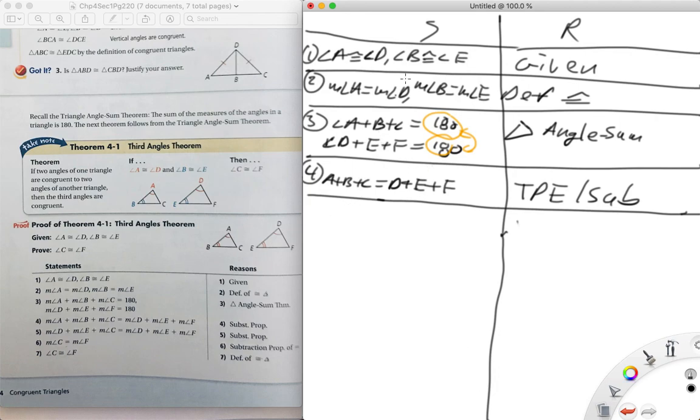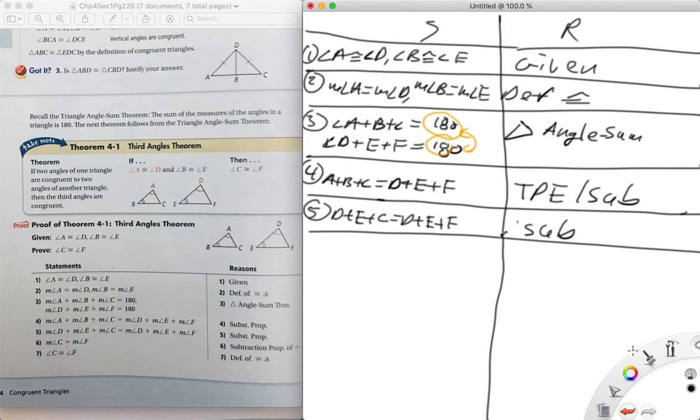So look what I have. I have from up here A is equal to D and B is equal to E. So what I'm going to do is substitute A with D, B with E, plus C is equal to D plus E plus F. So I got D and E on both sides. Substitution. So since I have them on both sides, I can take them out.